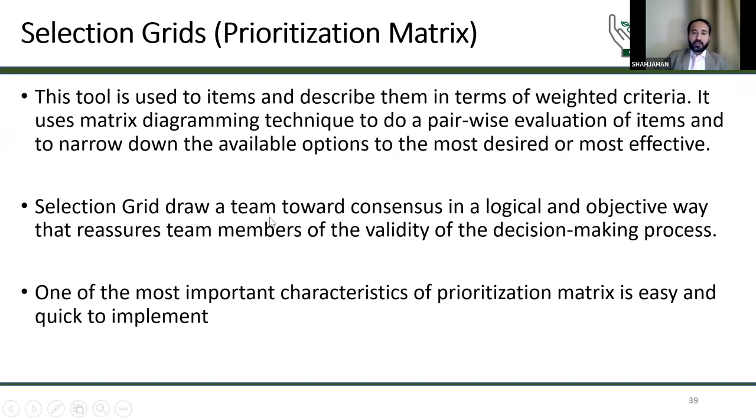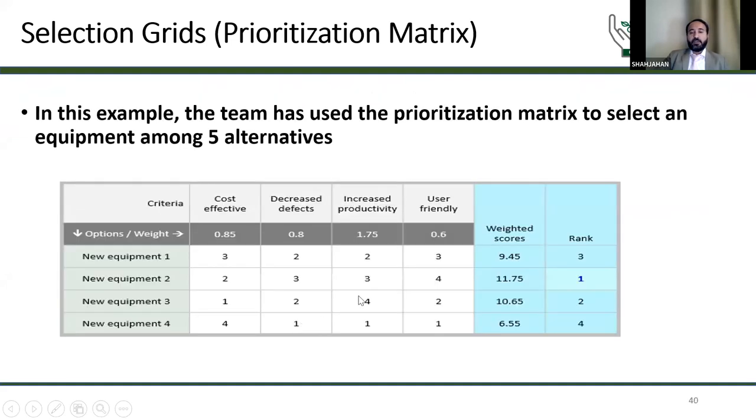The selection grid draws a team toward consensus in a logical and objective way that reassures team members of the validity of the decision making, so you will be very sure that the decision we make is a scientific decision. One of the most important characteristics of the prioritization matrix is easy and quick implementation. Now I will give you this example.